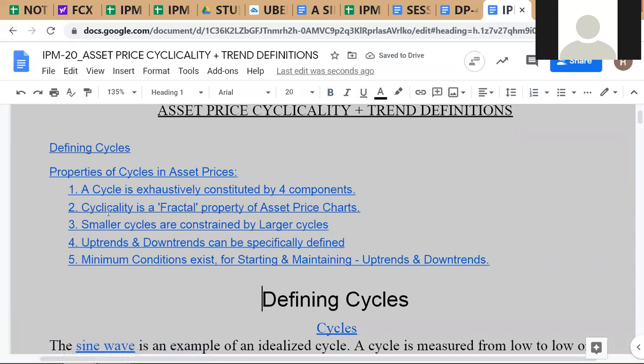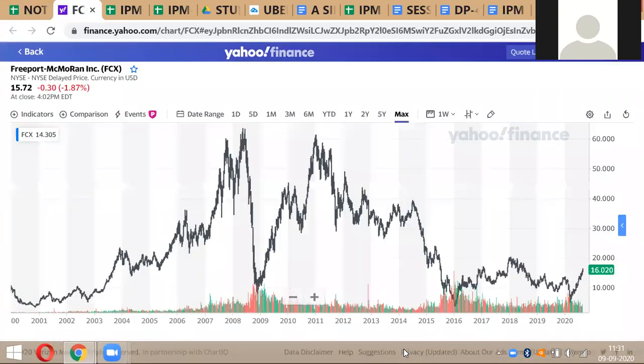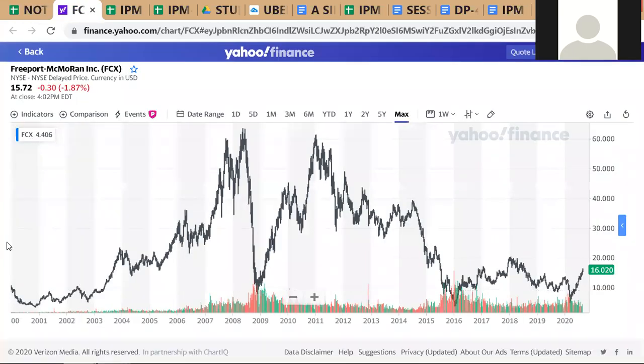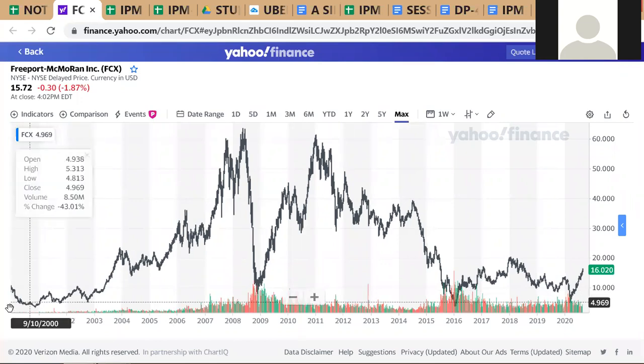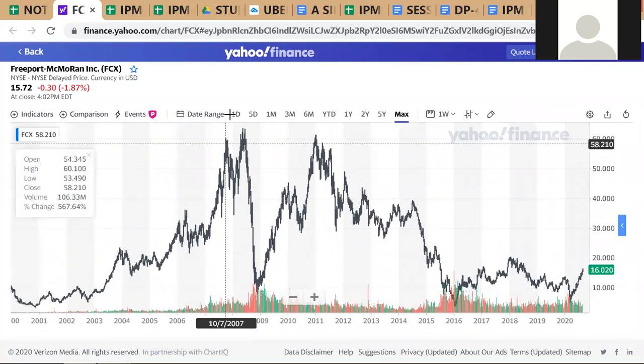So this is the third point. The first two we had already discussed, and this is the third point we are discussing. We already discussed it, but I'll just quickly go through it once again in case anybody has any problems. All we are trying to say is that smaller cycles are constrained by the larger cycle.